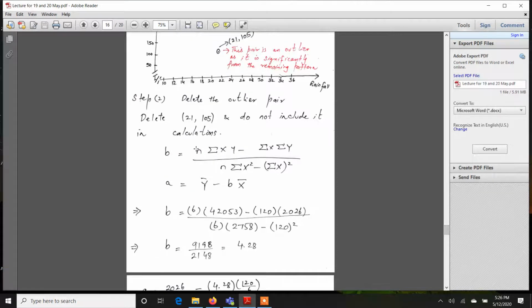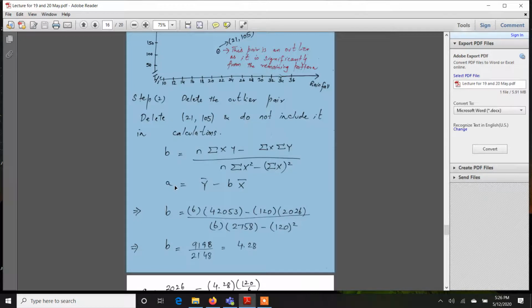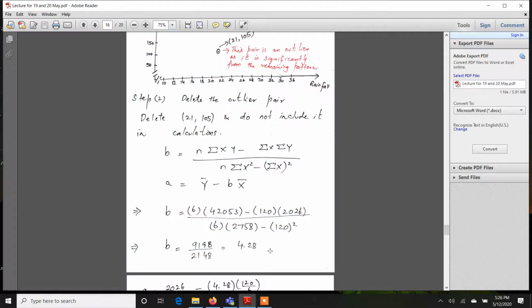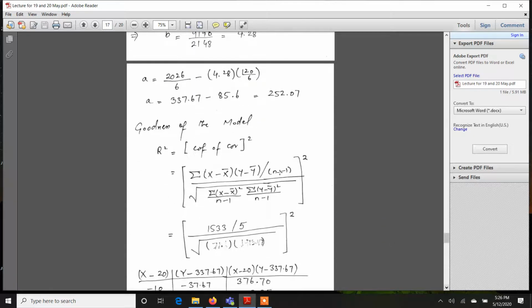So you calculate using the formula you just learned. And keep in mind, you are not using the outlier pair. And similarly, use this formula for the intercept that you have just learned. And you'll get these values of the intercept and the slope coefficient. And this is your intercept value.